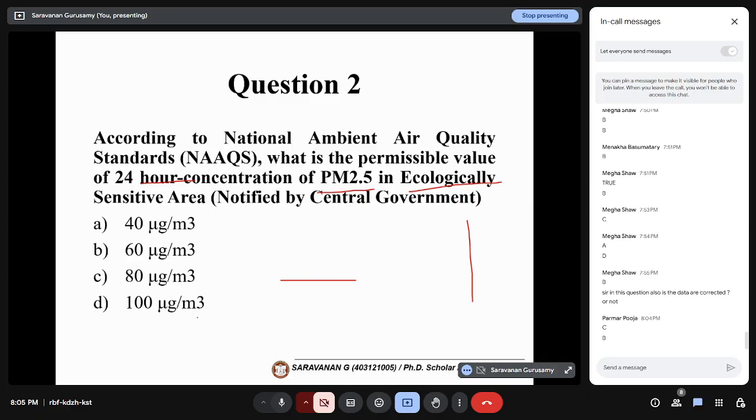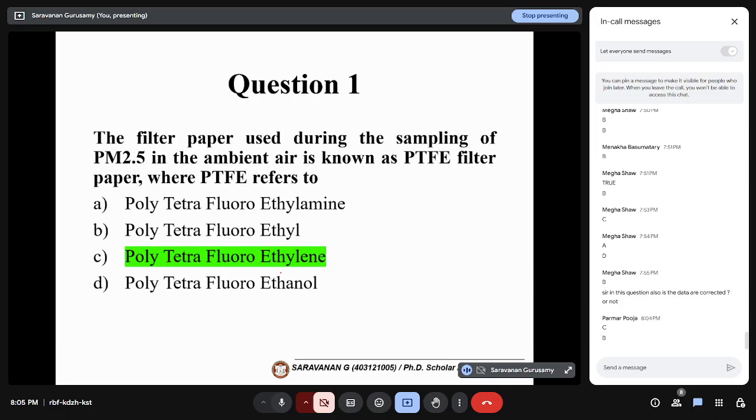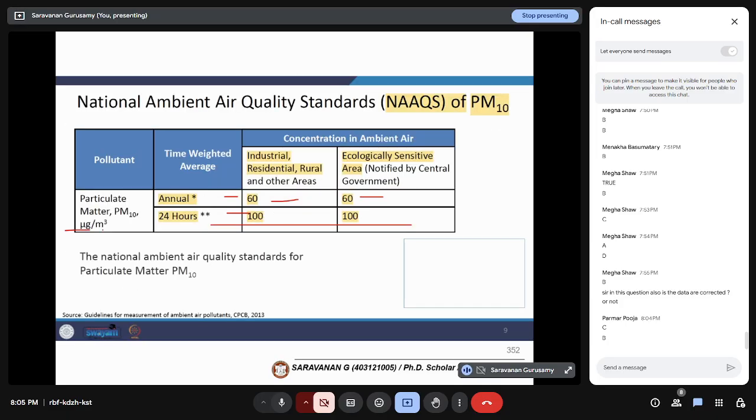40, 60, 80, 100. It is 60. Yes, 60, 60. It was 100 there. Here 60, 60. Usually PM 10 will be higher than PM 2.5, right? Yes. So 60 micrograms per meter cube, you have to remember the unit for PM. For PM 10 you can say it is micrograms again.